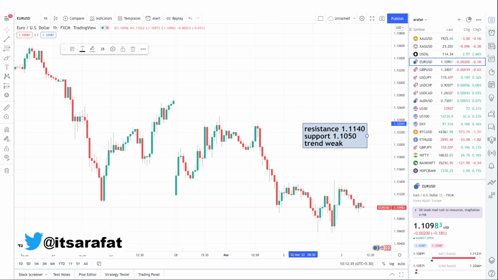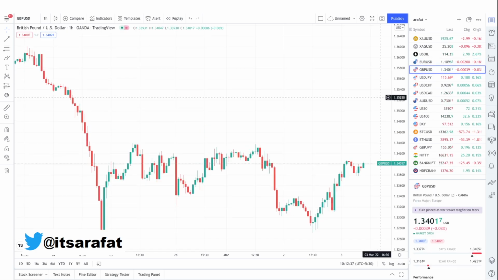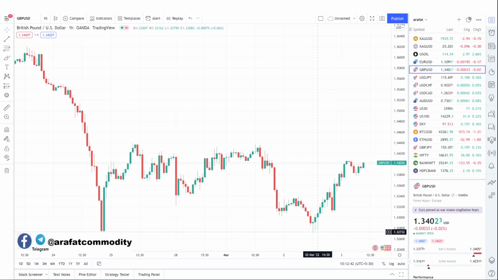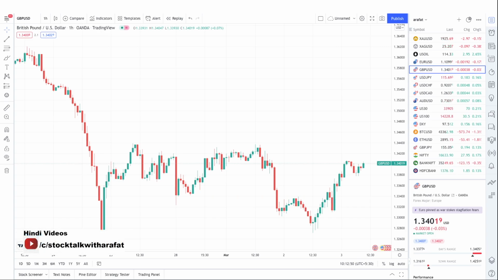Let's move on to British pound. This is British pound. It made a low around 32.73, then recovered back. Currently trading above 3400. Interestingly, it has entered a positive zone. So let's have a look at resistance and support for now.